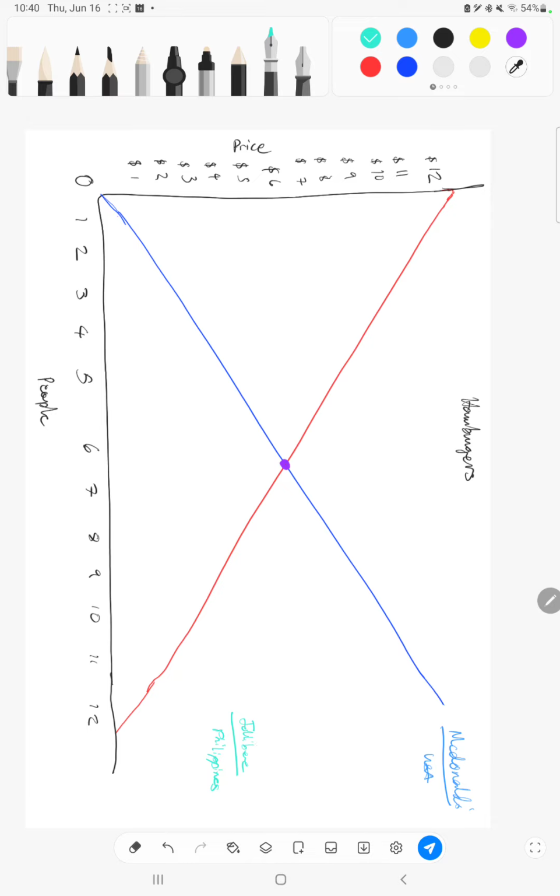And so guess where Jollibee's supply line is going to be? It's not going to be here, this blue line that McDonald's has. It's going to be different. Let's say it costs them only $3. And they're going to say, hey, since it doesn't cost that much, we don't need to charge other people that much for the product or service that we have. So let's say their supply line is going to be here.